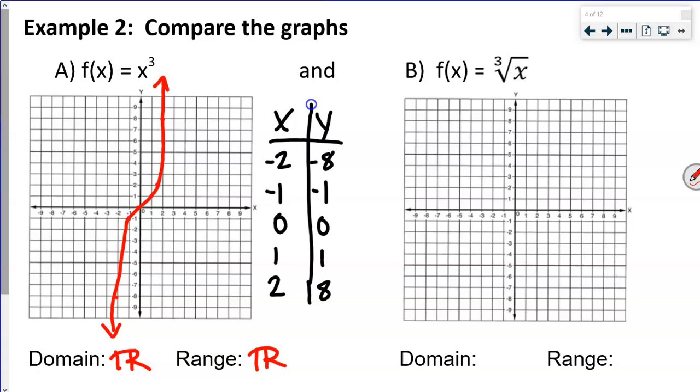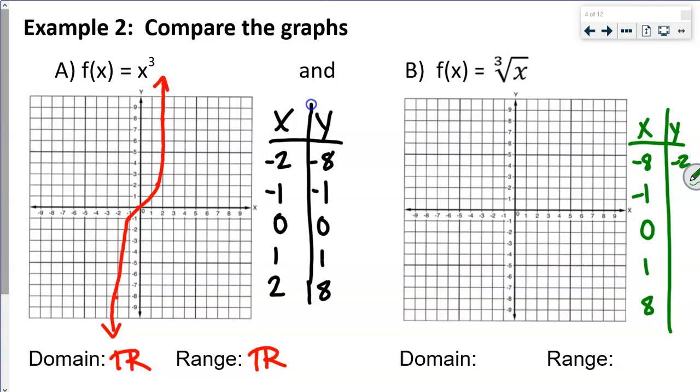So now when we talk about the cube root, remember, when we're talking about inverse graphs, these are inverse graphs of each other. So we can put in the values for y in for our x now. So that's what we're going to do with this graph. We're now going to put our y values in for our x's. So we're going to do our -8, our -1, our 0, our 1, and our 8. And the reason I'm doing that is because I know those are perfect cubes. So when I do that, the cube root of -8 is going to be -2.